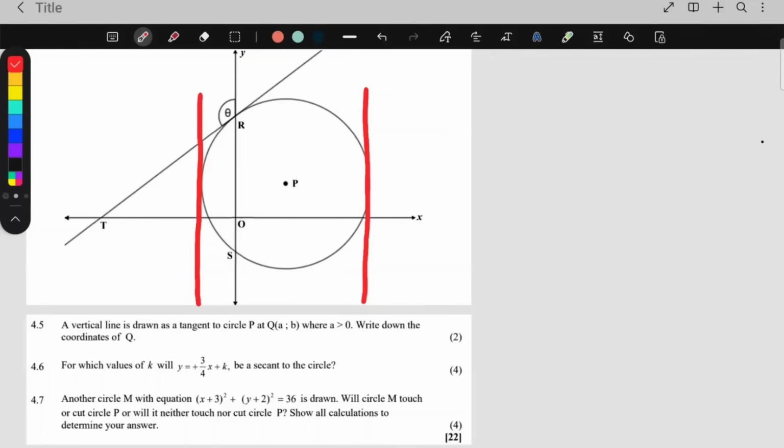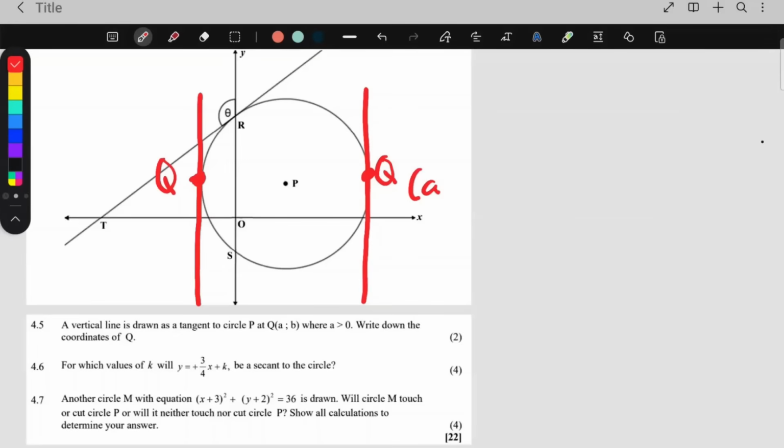And then they say the tangent is drawn at point Q. So there's a point and there's a point. And then they say this is Q or this can be Q. We don't know which one is Q. It's this Q or that Q.